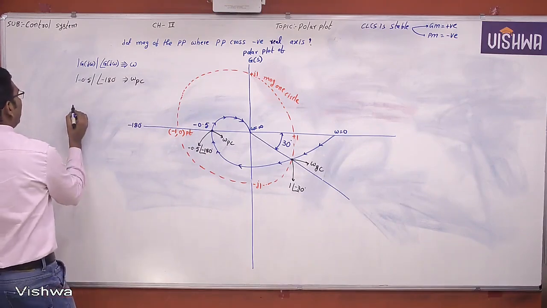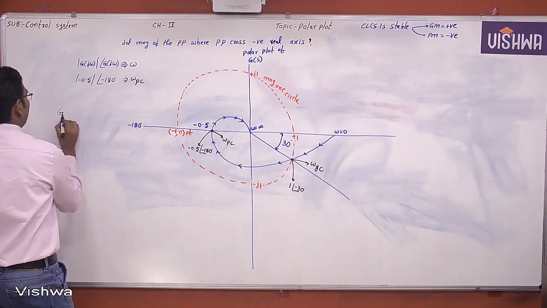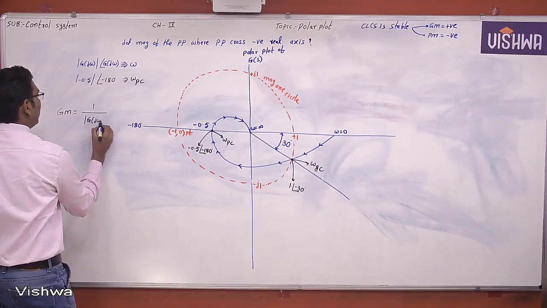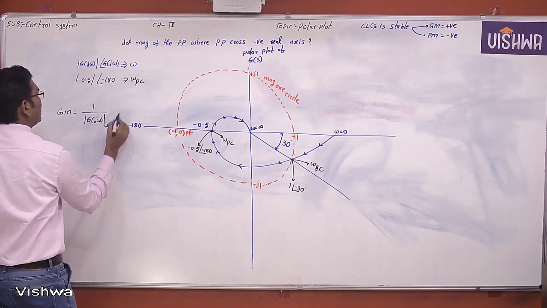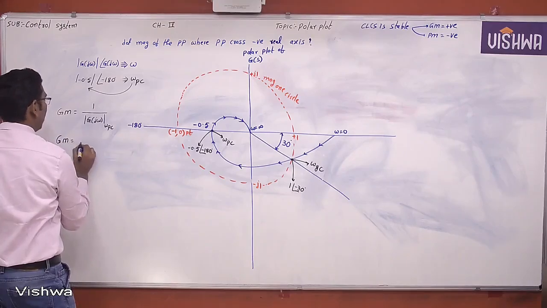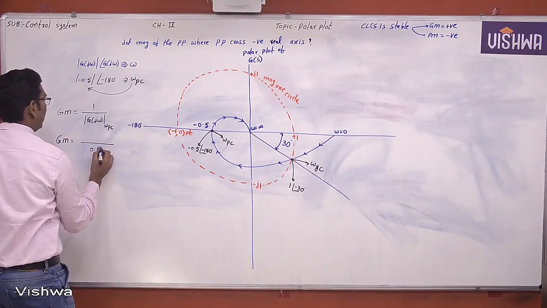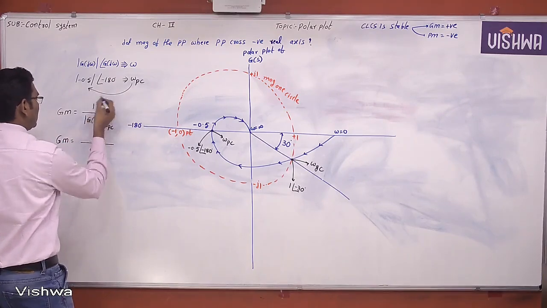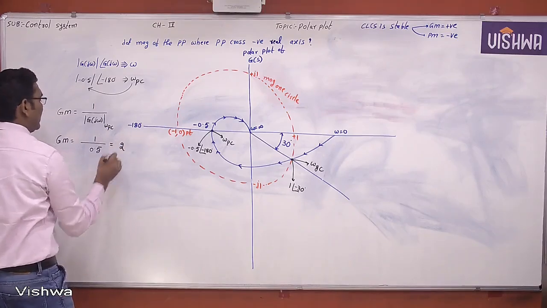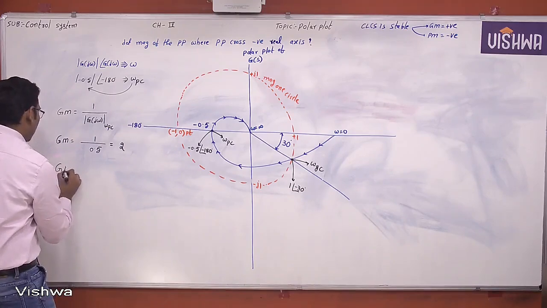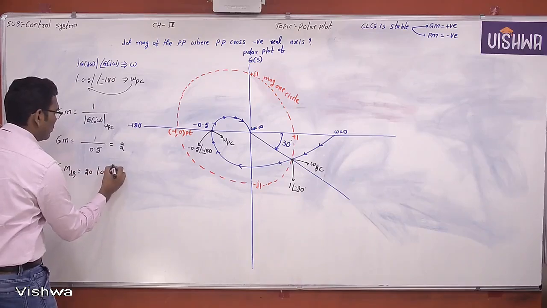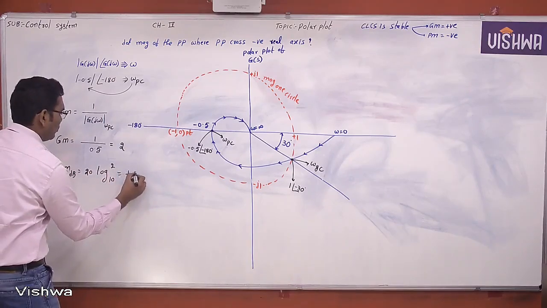Now, what is the gain margin? The gain margin is nothing but the reciprocal of the magnitude of the open loop transfer function at the phase crossover frequency. At the phase crossover frequency, the magnitude is 0.5. So the gain margin is 1 by 0.5, 10 by 5, which is equal to 2. This is the gain margin. But I want the gain margin in terms of dB. What is the gain margin in dB? 20 log 2 base 10, which is equal to plus 6 dB.